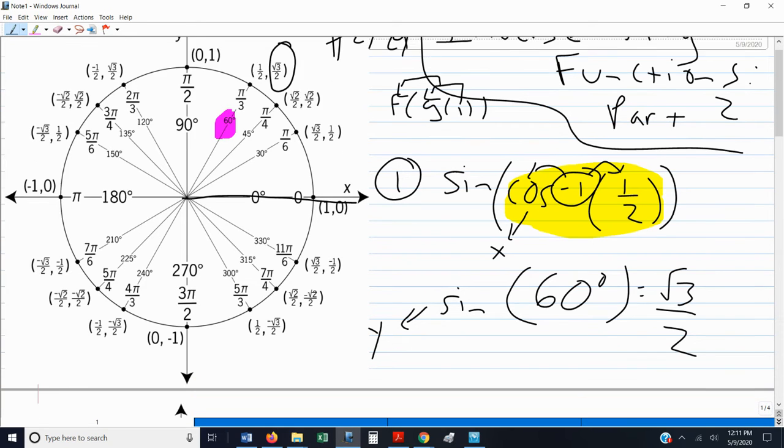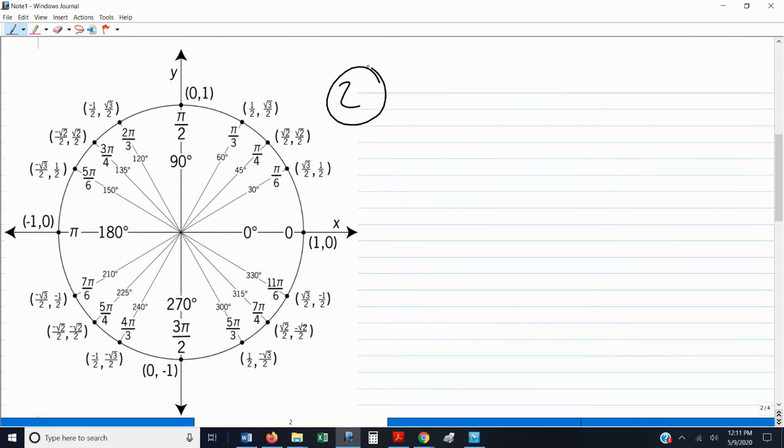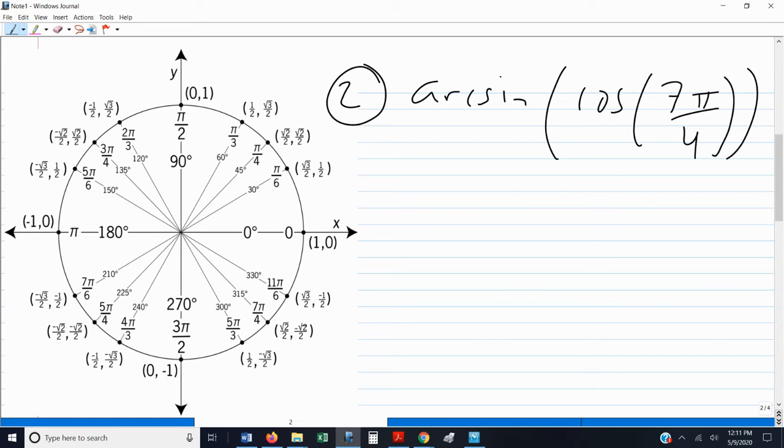The second example, I'm going to write arc sine cosine of 7π/4. So we're again starting with that inner expression there. Cosine of 7π/4. 7π/4 is here on the unit circle. Notice this is not inverse cosine, it's just cosine. What is the cosine there? What is the x value there? And the x value there is √2/2. So the cosine at 7π/4 is √2/2, and that's replacing what's highlighted in yellow.